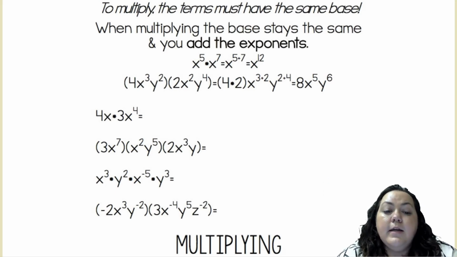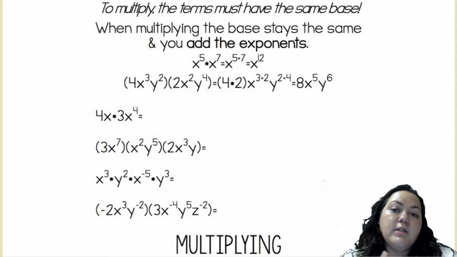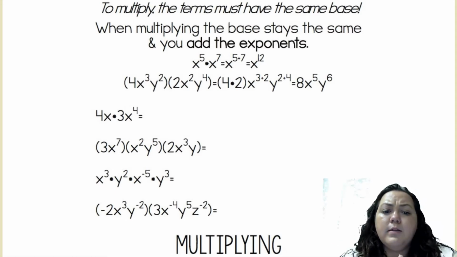And then in the next one, I have 4x to the 3rd, y to the 2nd, times 2x to the 2nd, y to the 4th. So with your coefficients, the numbers in front of the variables, you're just going to multiply them like you would. So 4 times 2 would give you 8. And then I'm going to do x to the 3rd and x to the 2nd. The x's, you've got to keep them together. So 3 and 2, you're going to add them. That would give you x to the 5th. Y, you have 2 and 4. You're going to add those. That would give you 6. So your answer is 8x to the 5th, y to the 6th.